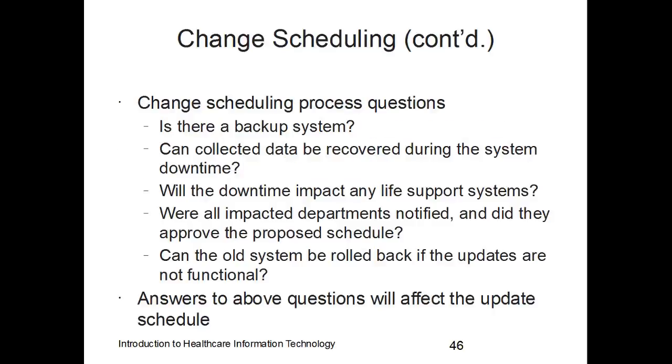Now, some questions should come up when you talk about change scheduling. Is there a backup system in case something goes wrong with the updating? Can collected data be recovered during the system downtime? Will the downtime impact any life support systems? Were all impacted departments notified, and did they approve the proposed schedule? If you're going to have services unavailable to a department, they need to be notified ahead of time, not as you're turning the software off. Can the old system be rolled back if the updates are not functional? So the answers to these questions will affect the update schedule.